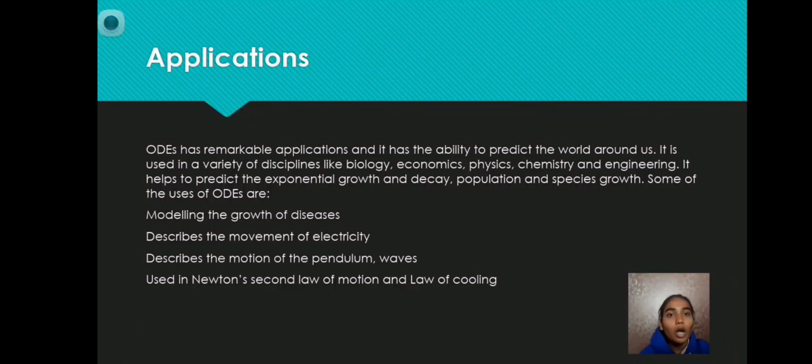Applications of ODE. Ordinary differential equations have remarkable applications, and they have the ability to predict the world around us. They are used in a variety of disciplines like biology, economics, physics, chemistry, and engineering. They help to predict exponential growth and decay, and population and species growth. Some of the uses of ordinary differential equations are modeling the growth of diseases, describing the movement of electricity, describing the motion of pendulum waves, and use in Newton's second law of motion and the law of cooling.